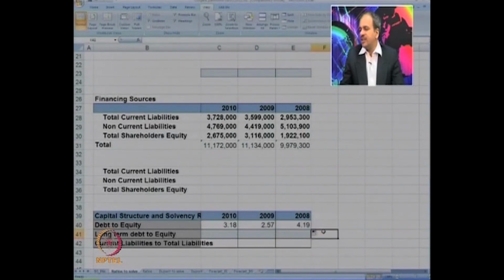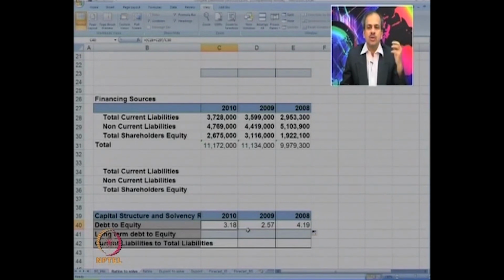If we drag down further, we can see that the ratio has first gone down from 2008, from 4.19 to 2.57. Again it has slightly gone up. So what does it mean to you? You can very clearly understand that the company is heavily indebted. For every 1 rupee of equity, they had 4 rupees of debt in 2004. We are talking of total debt, current plus non-current, and then it came down. They are able to control that debt, and again in 2010 it has somewhat gone up.